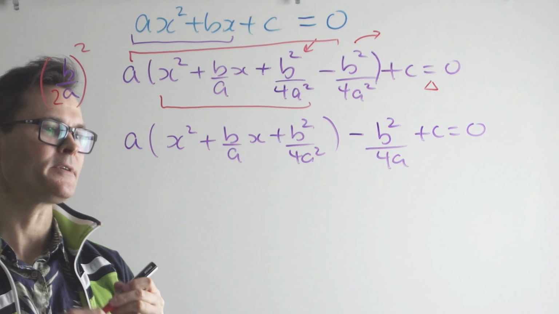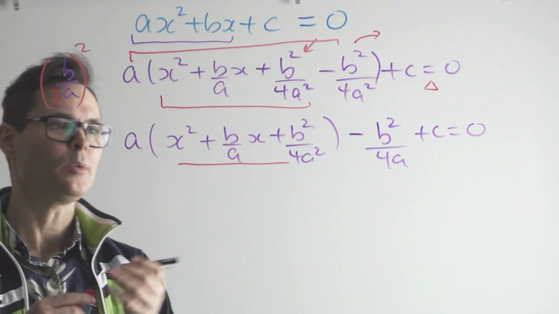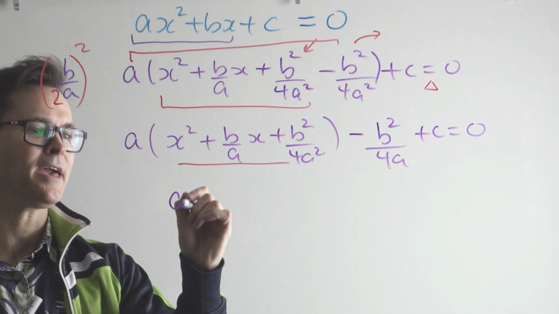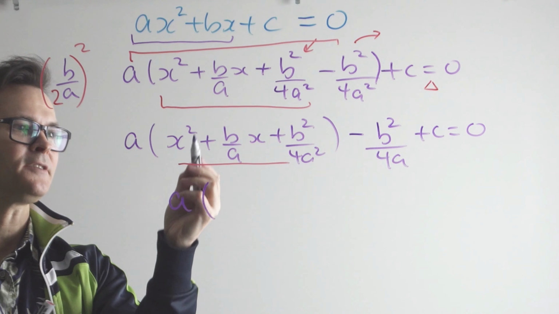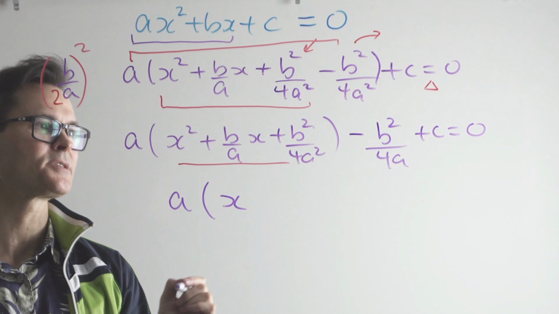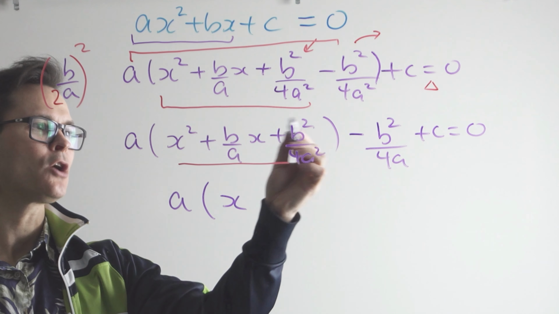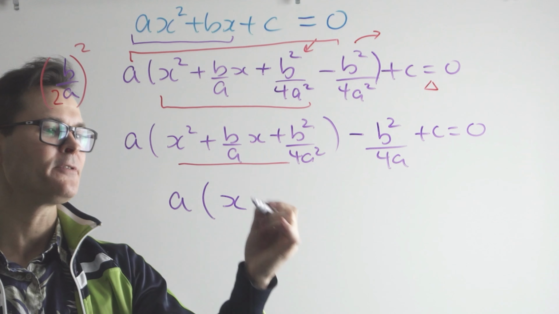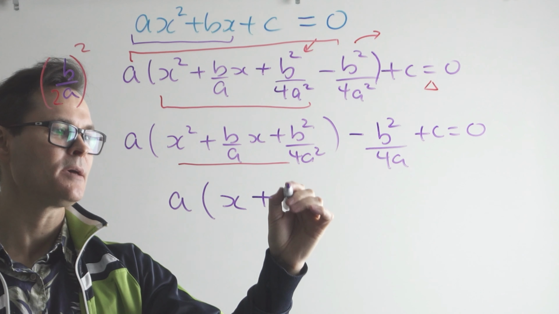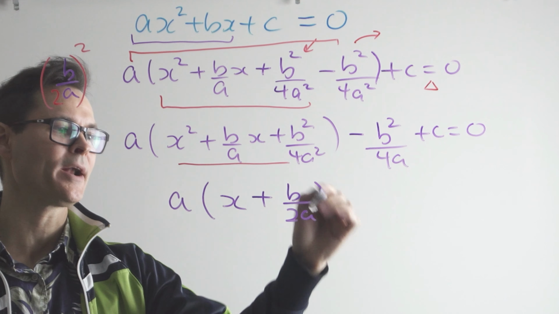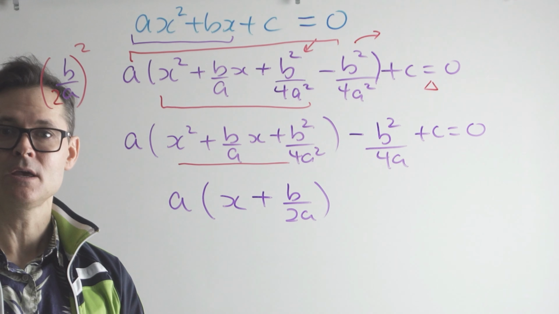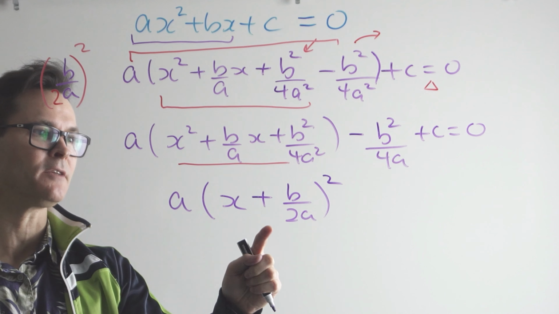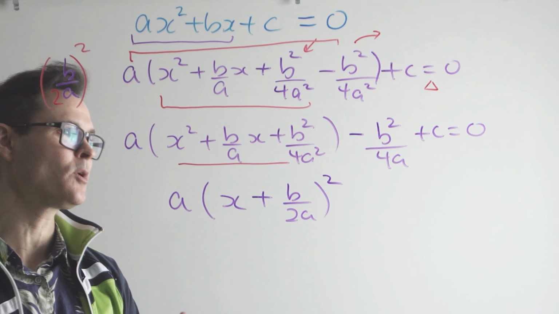Now, this becomes a perfect square trinomial, which can be factorized into a perfect square. So that's going to be a bracket. I take the square root of the first term, which is x. I either take the square root of this or the half of the middle. Half of the middle is easy to do, plus b over 2a. If I want half of b over a, I just divide by 2 or put a 2 in the denominator. That becomes a square. If I expanded this, I would get that back. You should try and see if that works.